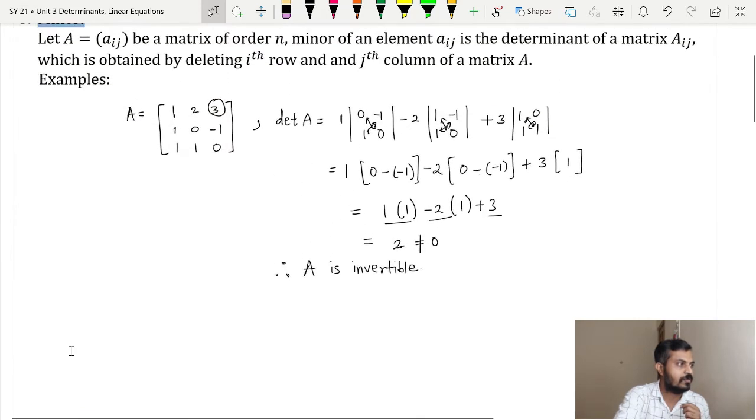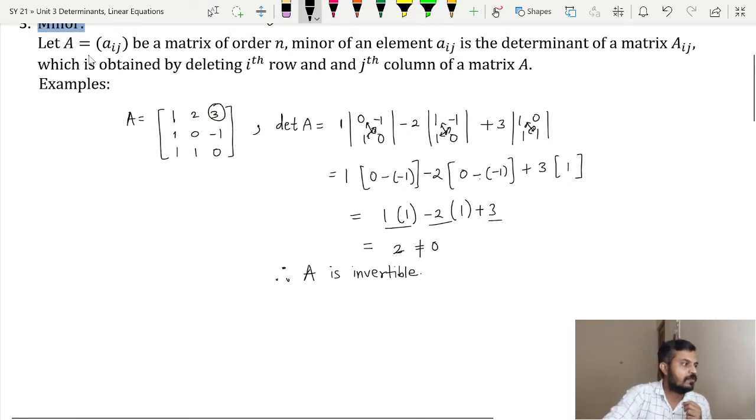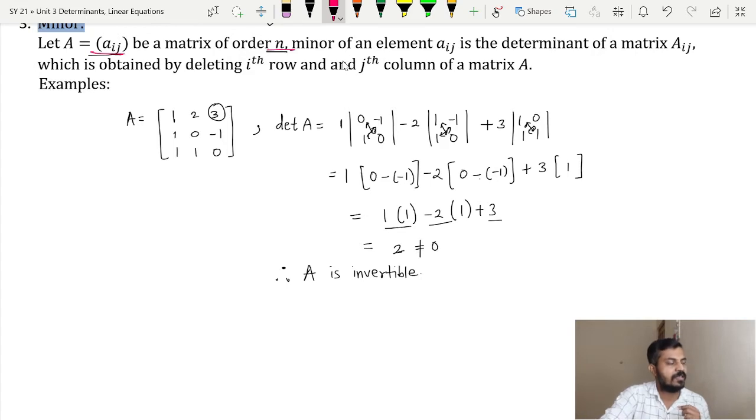So the definition is simple. What does the definition say? If A = [Aij] is a matrix of order n, now whenever we say minor of an element of a matrix, I mean in this case you can see how many entries are there in this matrix. There are 9 entries, so we can find 9 minors corresponding to each element, or you can say each entry of the matrix. Now what exactly is a minor?